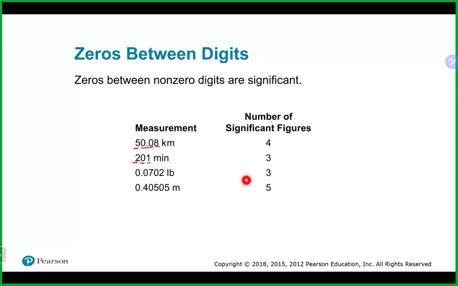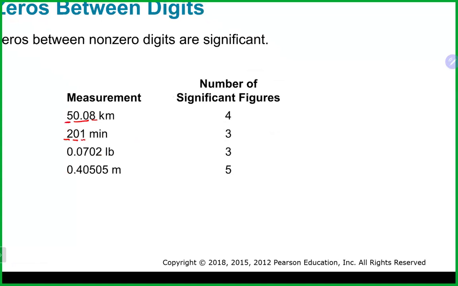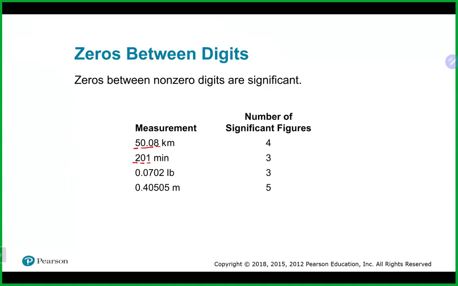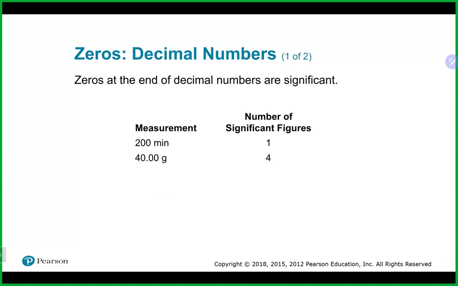The 2 is significant, the 0 is significant because it's trapped, and the 1 is significant at the end, which would give us 3. In the case of the next one, we shouldn't start counting until we get to the 7, right? So that is our very first significant figure. That is a trapped 0 and also a non-zero, so that's going to give us our 3. And here we want to start counting at the 4. That would be our very first non-zero. Trapped, non-zero, trapped, non-zero, giving us 5.